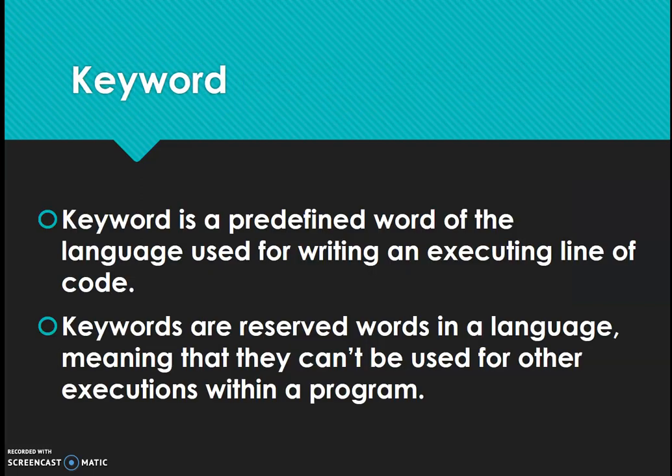A keyword, as I previously mentioned, is a predefined word of the language used to write an executing line of code. They are reserved words to the language, meaning they can't be used for other executions within a program. We'll talk about variables in the next chapter. I can't use a keyword as a variable name. Keywords are, like I said, reserved words.